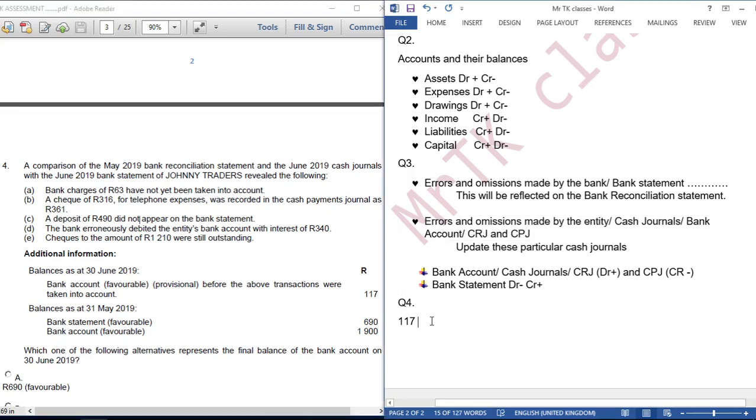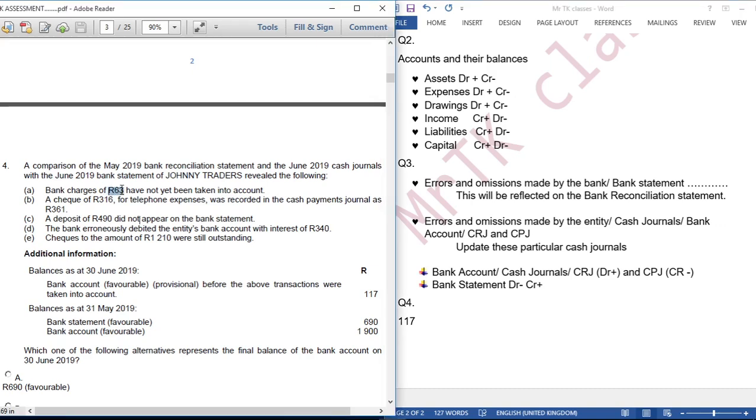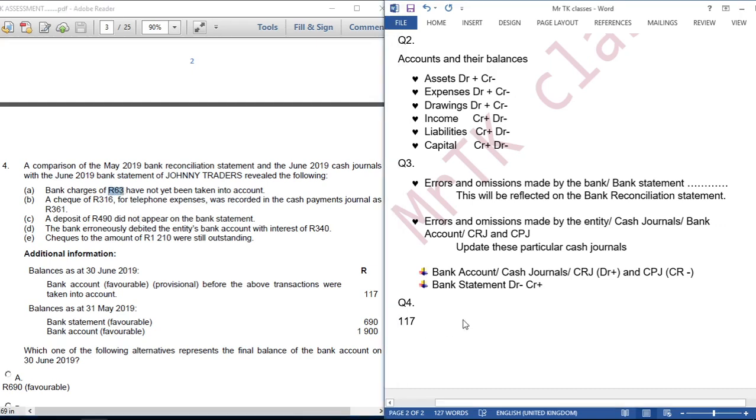So what does this mean? If we have bank charges, they will be reflected on the bank statement, but they won't be reflected on the cash journal. Why am I saying that? Because they are saying they have not yet been taken into account. The business sees that, oh, the bank charges were 63. They'll see that on the bank statement. So this was on the bank statement, but it was not in the cash journal. And this is a charge. The business was being charged. So this is a payment. All right, so let's move to B.